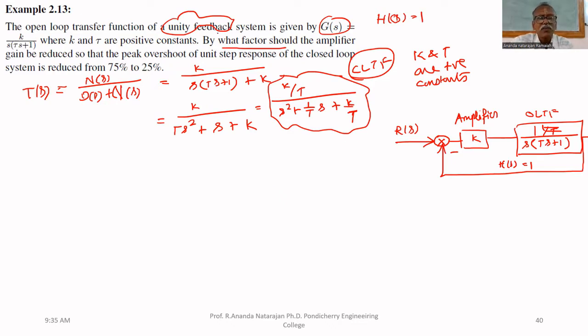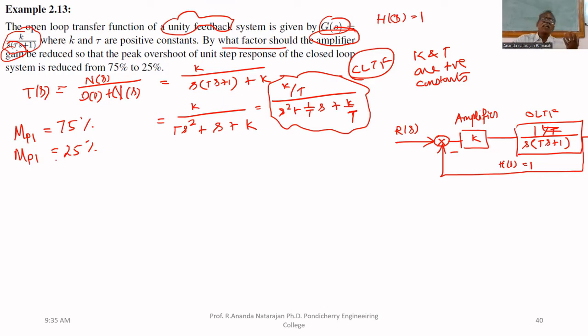The open loop transfer function of a unity feedback system is given, where k and tau are positive constants. By what factor should the amplifier gain be reduced? Amplifier gain means k is an amplifier. It is reduced so that the peak overshoot of the unit step response of the closed loop system is reduced from 75% to 25%. Earlier, Mp1 equal to 75%. Now, the peak overshoot is reduced to 25%.